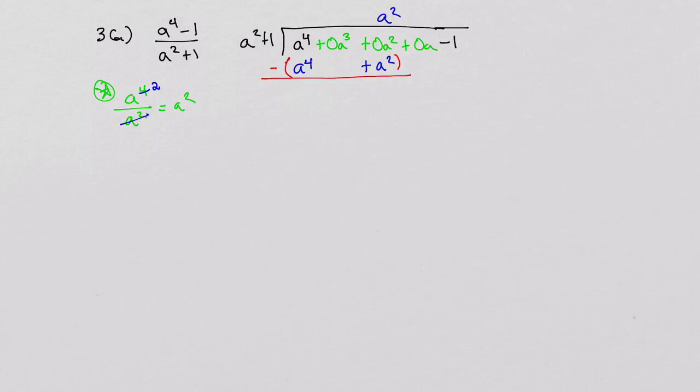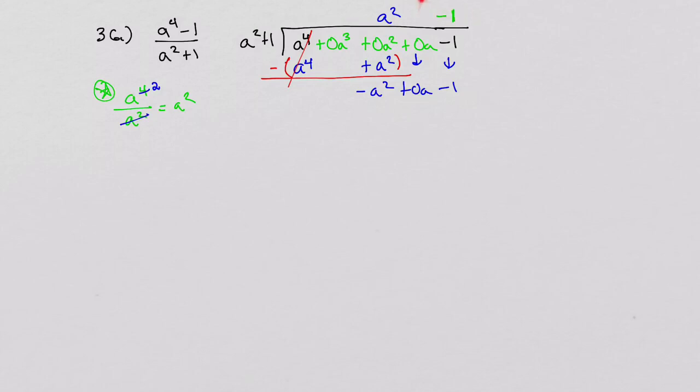Subtracting this, the a to the fourths cancel. There was no a cubed term, so these just are gone. And then we've got 0 a squared minus a squared, so that'll be negative 1 a squared or negative a squared. And then I'll bring down the plus 0a and the minus 1. And now I ask myself, how many times does a squared go into negative a squared? And it goes into it negative 1 time.